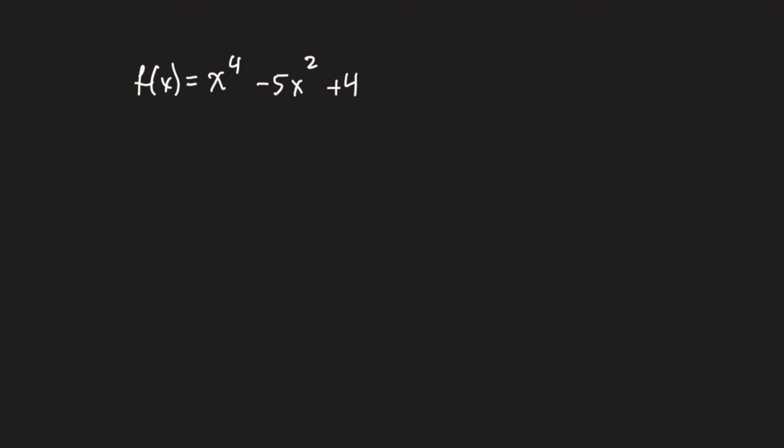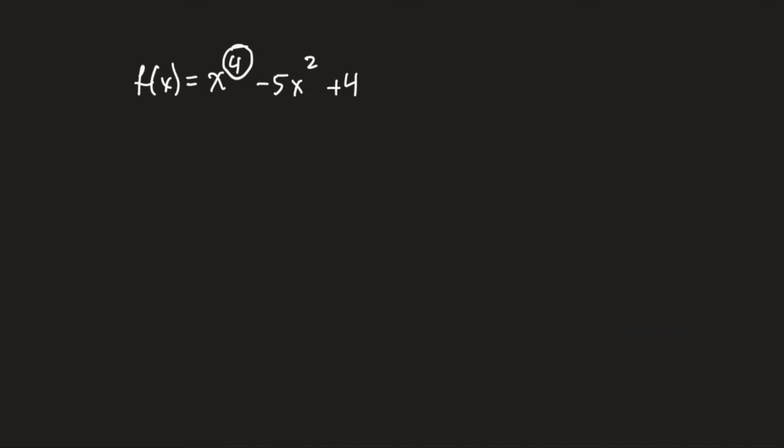Take a look at this example and see if you can figure out what the end behavior will do. What will happen to this function on the right side and on the left side? First thing we notice is that this is an even power function. The degree of this function is even. Therefore, it's going to behave just like a parabola.